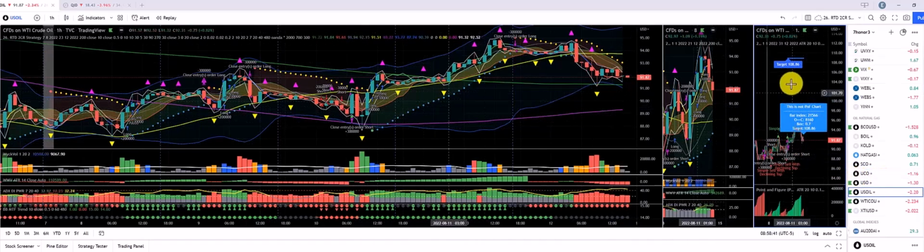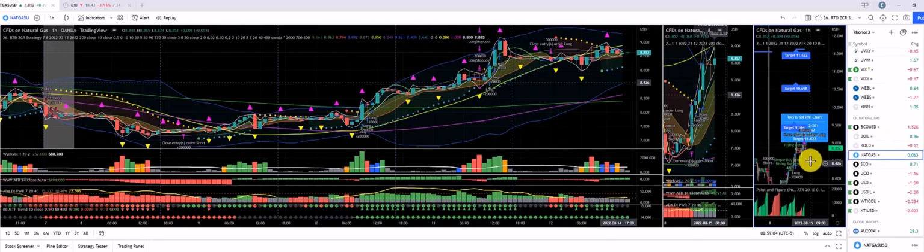This kind of snuck in here. We do have a price target to the upside of 108.86 a barrel. So it does have an upward price target for oil at this time. This is not good for heat costs this winter. We got natural gas with the target of 11.622 to the upside.